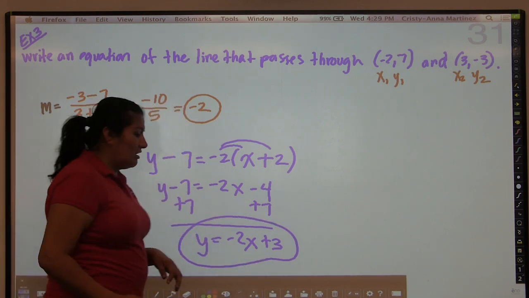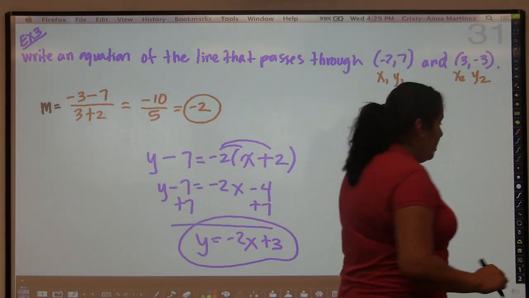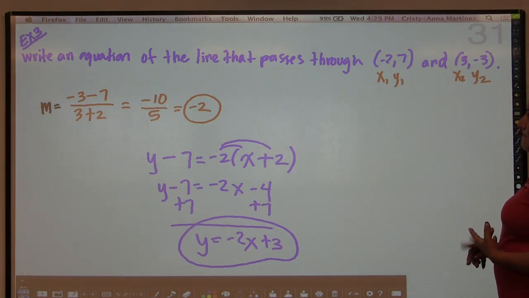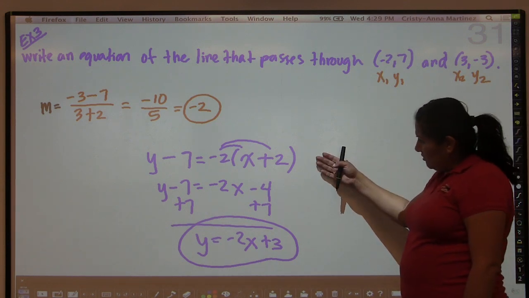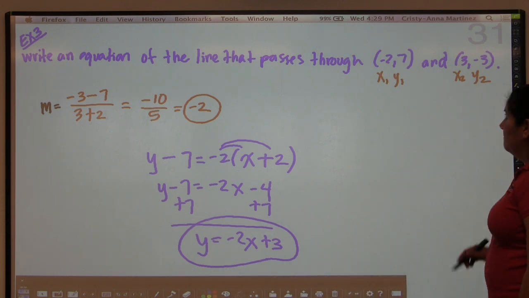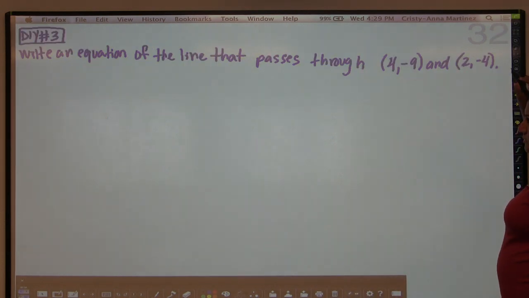All right, so that created a little bit more of a problem because we didn't know what the slope was right off the bat. But you can find it very easily by using the slope formula. And then we used the point slope formula and eventually simplified it to slope intercept form. So now that's your little guide. Again, not the y-intercept. You need to find the slope first and then you can continue.